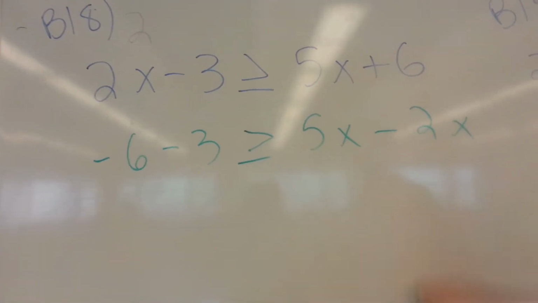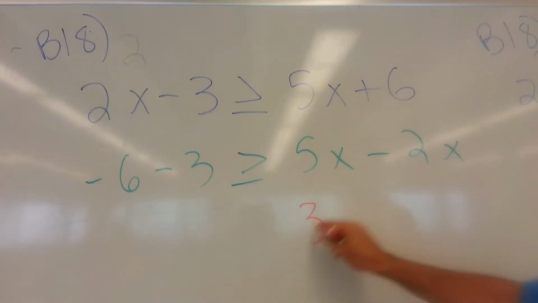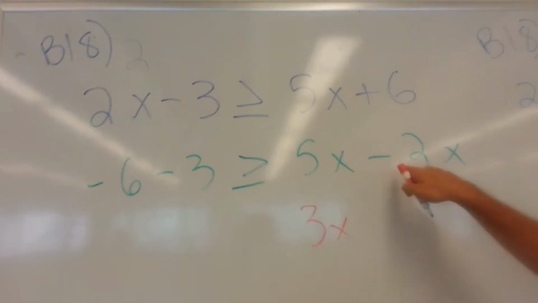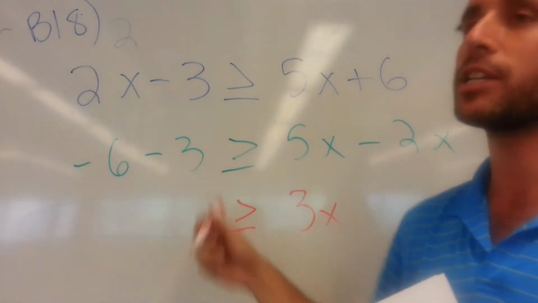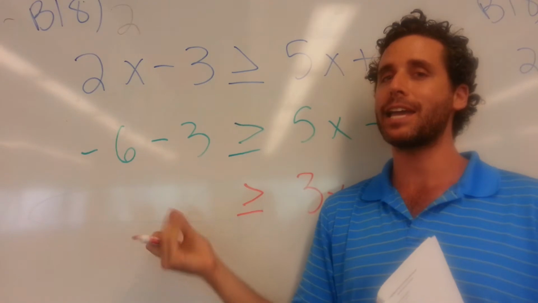Now let's do 5x minus 2x. 5x minus 2x is 3x. Leave the x the same, and you're just doing 5 minus 2. That's less than or equal to negative 6 minus 3. Here the signs are the same, so you want to add and keep the sign the same.